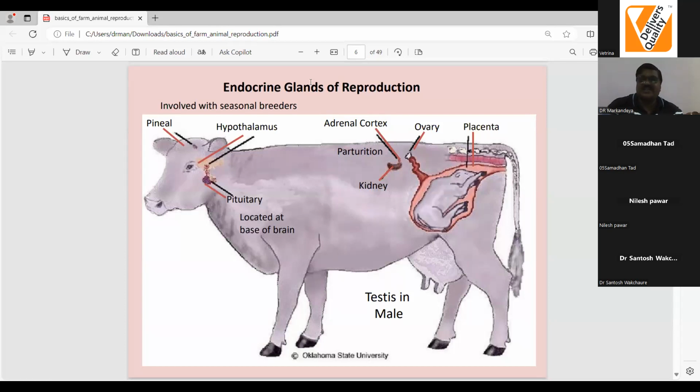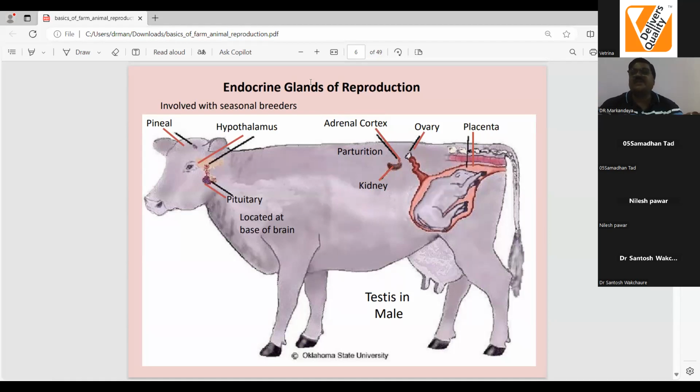FSH is related with the follicular development. LH is related with the luteinization, and prolactin is related with the lactation. Now, in this picture, you will also find placenta, an important part which is related with the gestation, and it is responsible for the production of progesterone, conversion of progesterone into estrogen at the time of parturition, and there are many other functions for this endocrine gland, that is placenta.